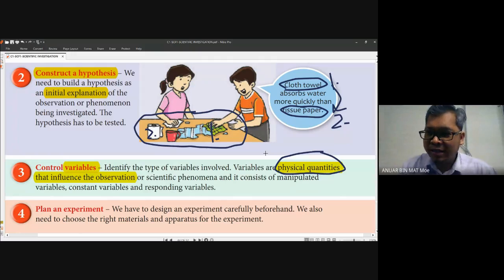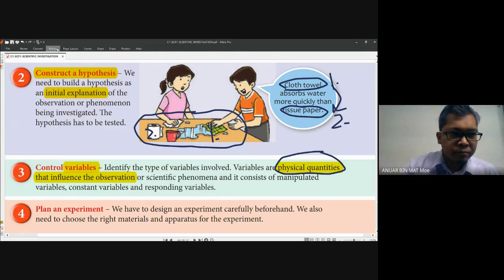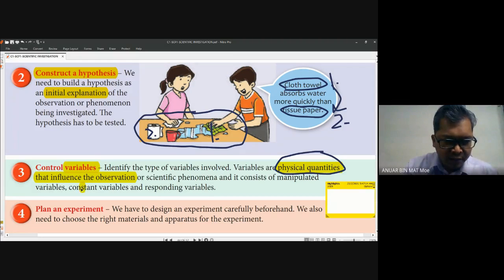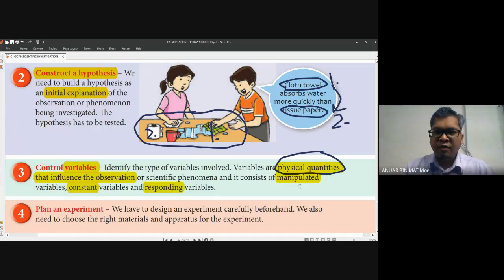Or number 2, you can say the size of the tissue paper or the size of the cloth towel. That is also a variable, because if you change the variable, maybe the result of the experiment also changes. Okay, never mind. There are 3 types of variable. Number 1, there are constant, responding variable, and manipulated variable.